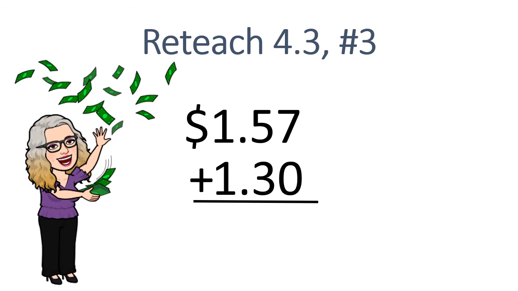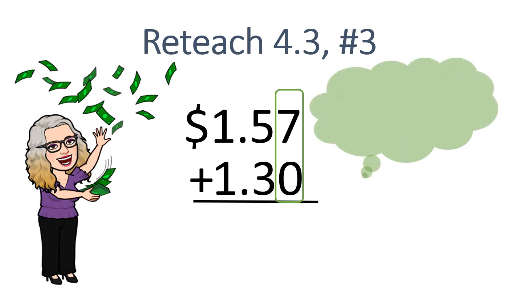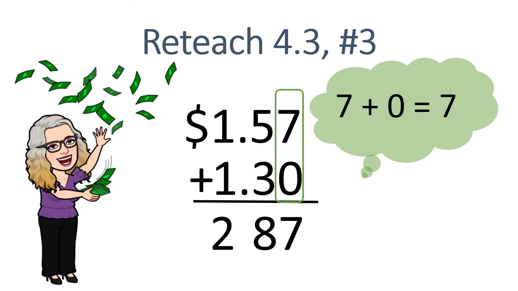Now that you had a chance to solve this problem on your own, let's check the answer together. Remember, we need to start in the column at the right. 7 plus 0. 7 plus 0 equals 7. So I didn't have to regroup any ones or carry any tens. So I'm simply going to write 7 as my answer. When I move on to the next column, I don't have to worry about remembering any number I carried, so I'm simply going to add 5 plus 3 and get the sum of 8. Finally, we move on to our last column, and we know that 1 plus 1 equals 2. Remember, this is a money problem, so we need to make sure we add the decimal point and the dollar sign in our answer. So, $1.57 plus $1.30 equals $2.87.